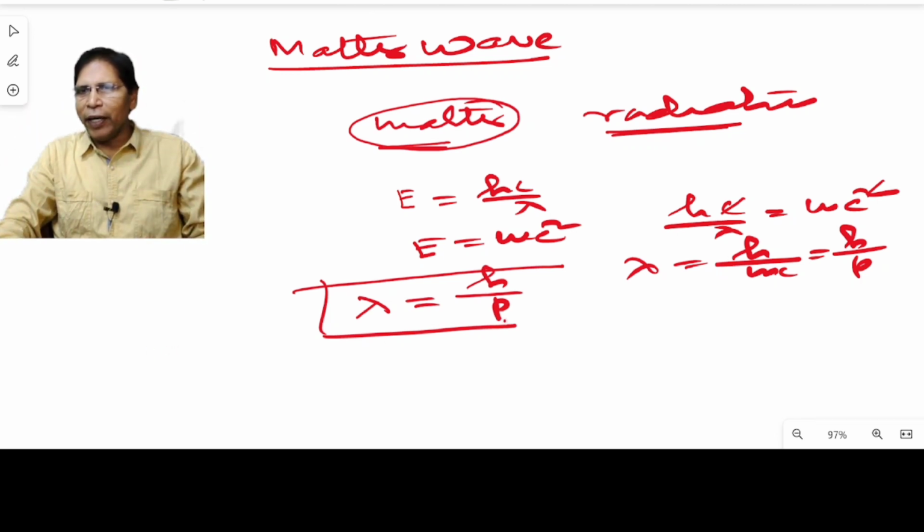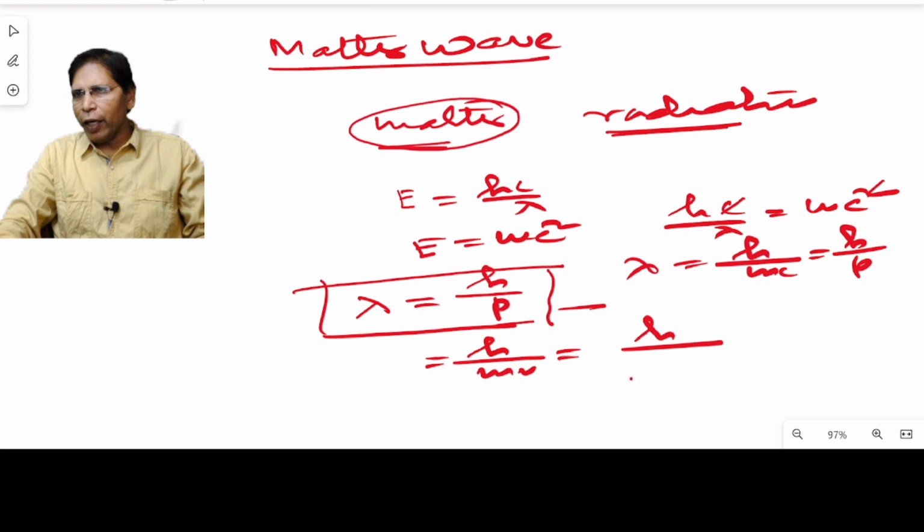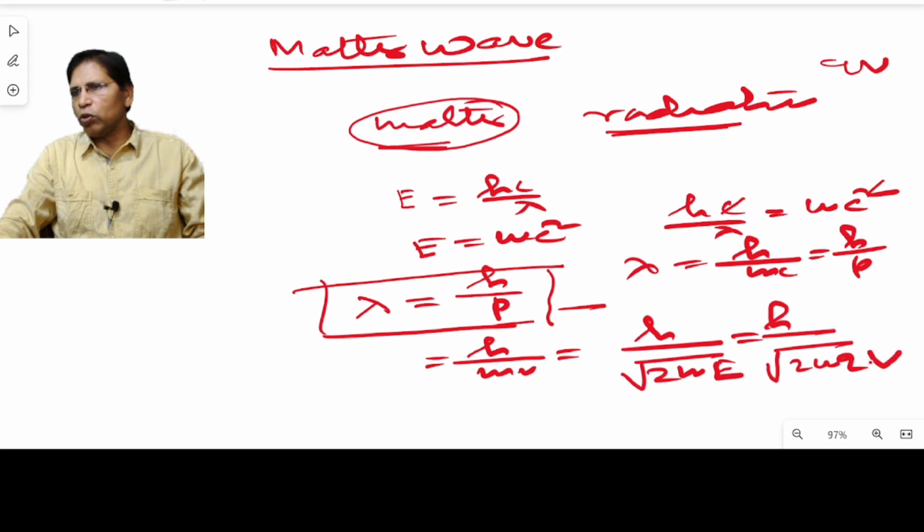So the wavelength of a matter wave is lambda equals h by p, equals h by mv. mv can be replaced by root of 2mE, where E is the kinetic energy. Now E can be replaced by Q into potential difference. So lambda equals h by root of 2m Q V.